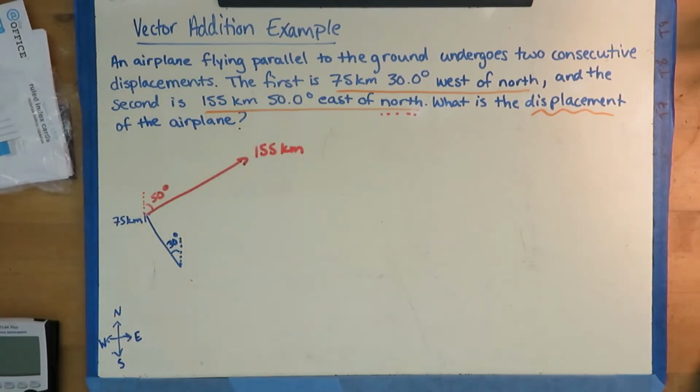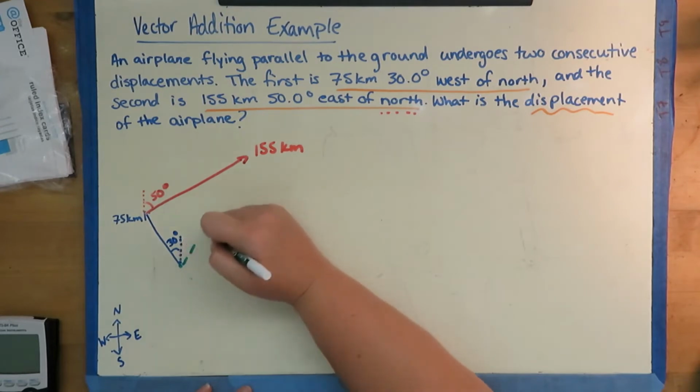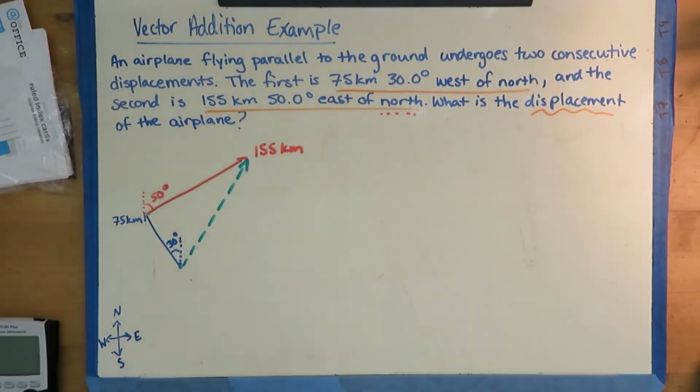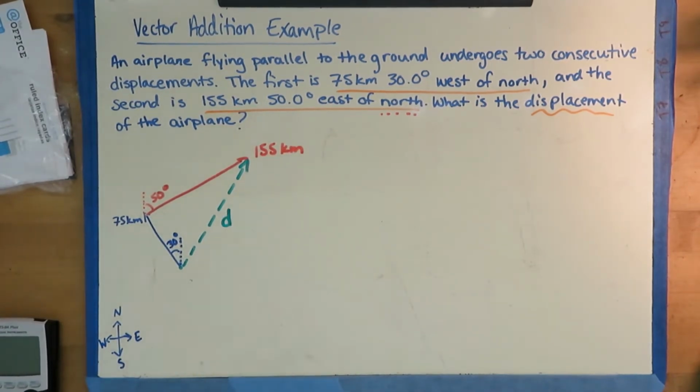So I'm looking for the displacement. Remember that the resultant displacement will be the vector drawn directly from where you start, directly to where you end. So you want to add that on to your diagram. And I'm going to label that with a D, because that's my resultant there. You can do an R if you like, R for resultant, but D is kind of like a distance. So it's representing the magnitude of that displacement.